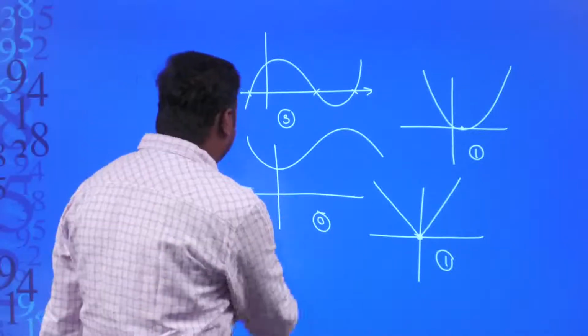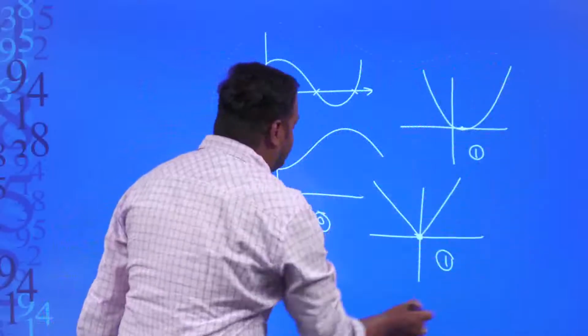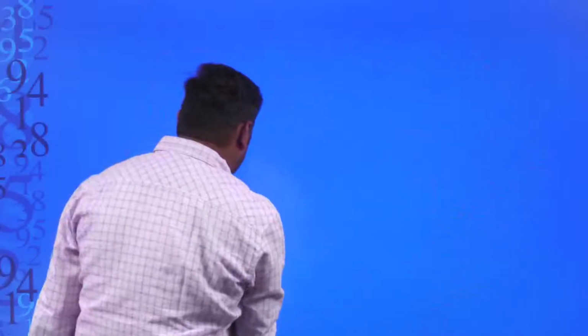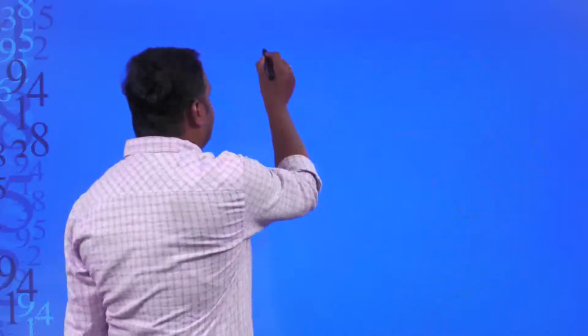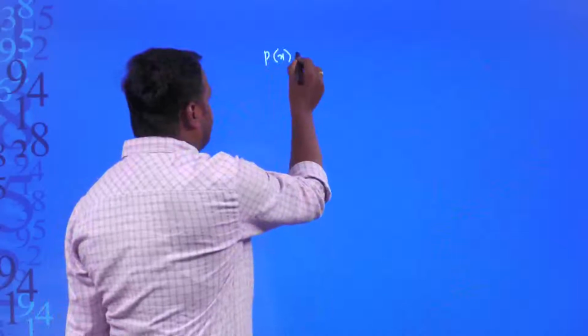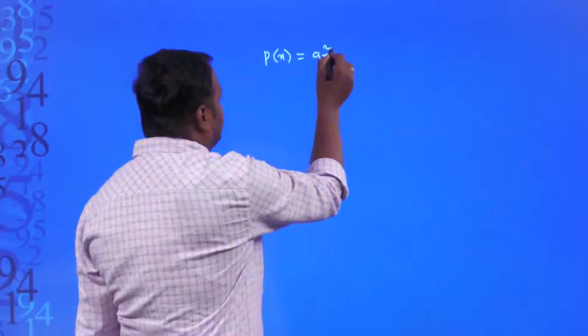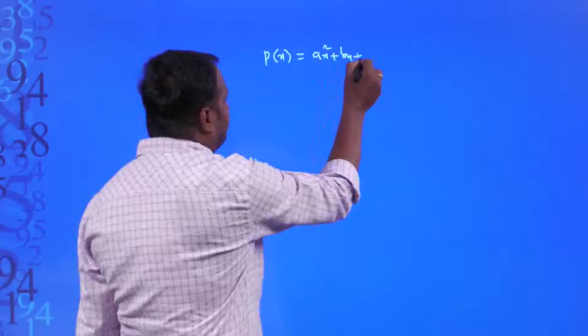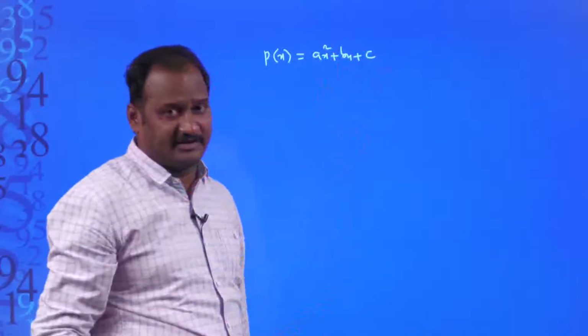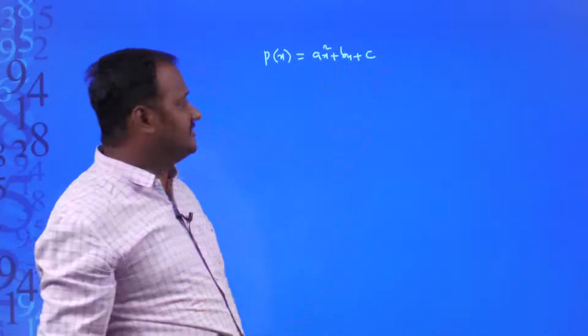Those two parabolas are, what is the standard form of a second degree polynomial? That is p of x is equal to ax square plus bx plus c. This is the standard form of a second degree polynomial. Of course, a is not supposed to be 0.